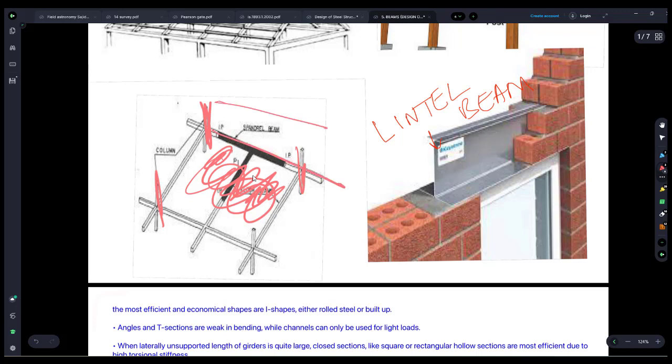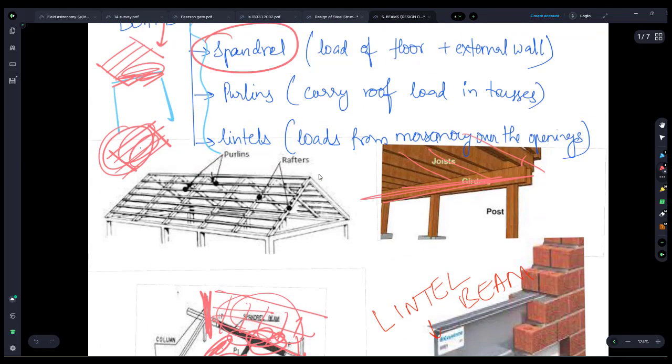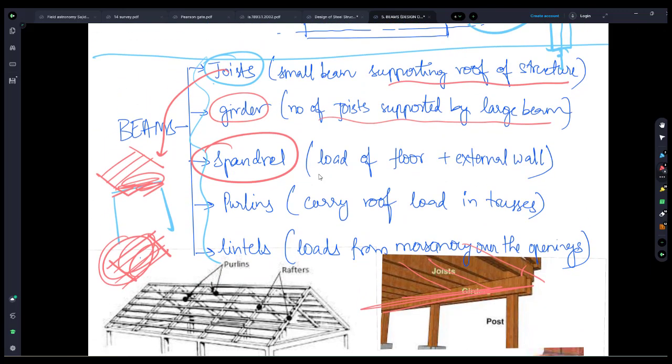As well as yahan pe kya rehta hai? Wall rehta hai, right? So wall load is also falling on this beam. So the beams which are actually taking our floor load as well as this wall load, we are calling them spandrel beams. Load of floor plus external wall. We are talking about only external walls, not internal walls, because external walls are much thicker. They are a little bit heavier compared to internal walls. So that's why we are talking about this spandrel in specific. I hope it is very clear.